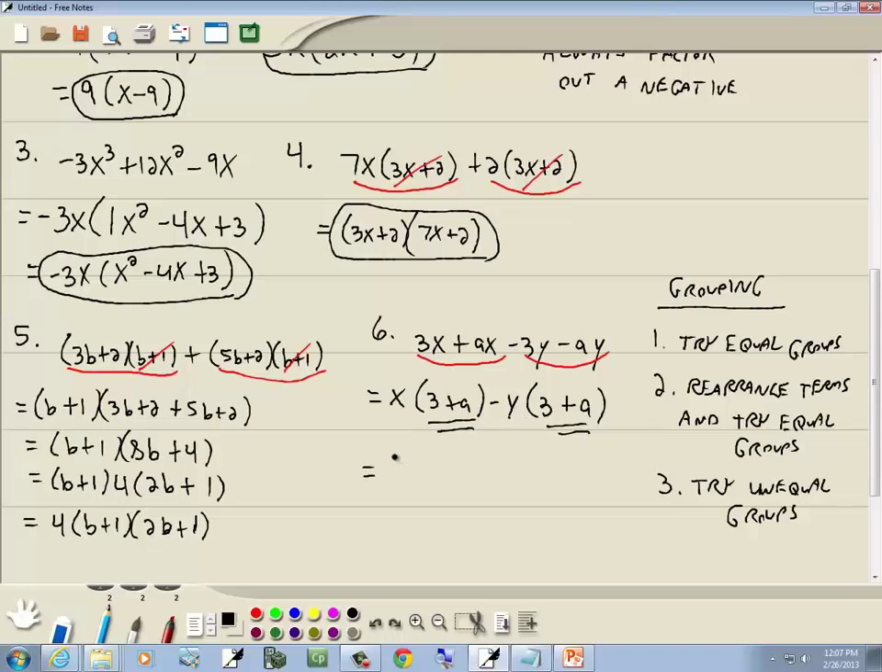So now we'll factor out the 3 plus a. And to see what goes in our second set of parentheses, remember you can cross these out. And what isn't crossed out is what goes here. So we'll put x minus y here. And that would be our answer.